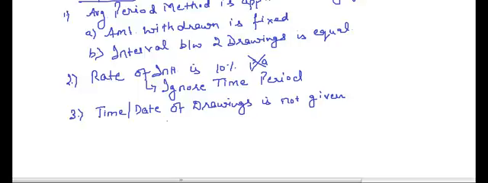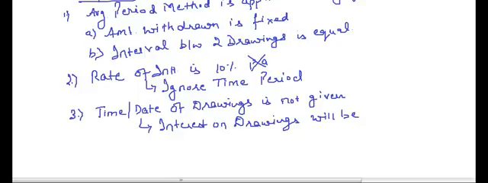then for how long do you have to calculate the interest on drawings? Interest on drawings will be calculated for 6 months, right? That is, the average of the whole year will be calculated for 6 months. But if, take an example, the business is starting on 1st of October, then we already have 6 months.